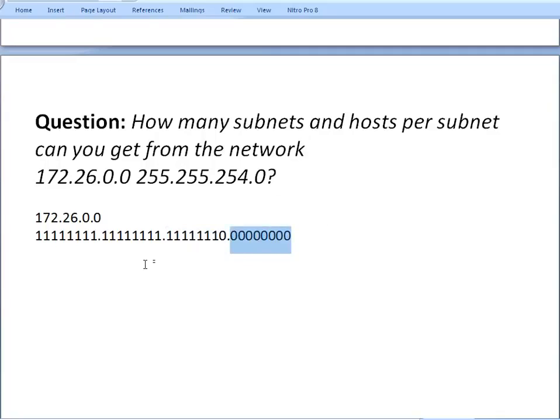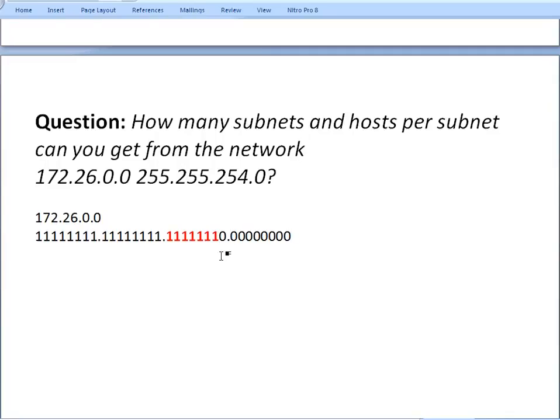Now, the first thing you need to do here is find out what class this address belongs to. And we know 172 is a class B address. So this part was already taken. They didn't do any subnetting there. What they did subnet is these bits here. Now I'm going to write them down in bold and in red. So here you can see they subnetted.